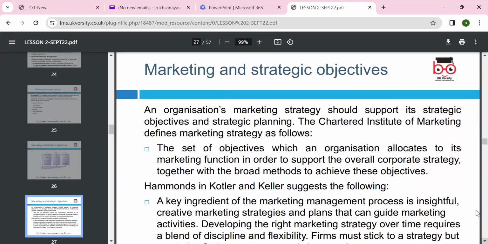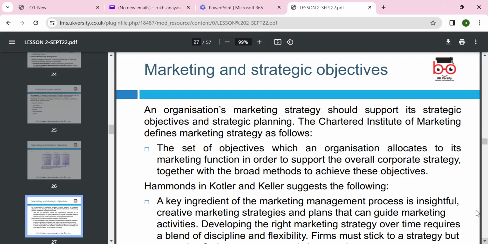Okay, marketing and strategic objective. An organization's marketing strategy should support its strategic objective, which is long term. According to the Chartered Institute, it is the set of objectives which the organization allocates to its marketing function in order to support the overall corporate strategy. The word strategy is derived from the Greek word strategos, which was used in the military, how we encounter our enemies. So we can make different types of strategy: cost leadership, cost focus, differentiation, or differentiation focus.